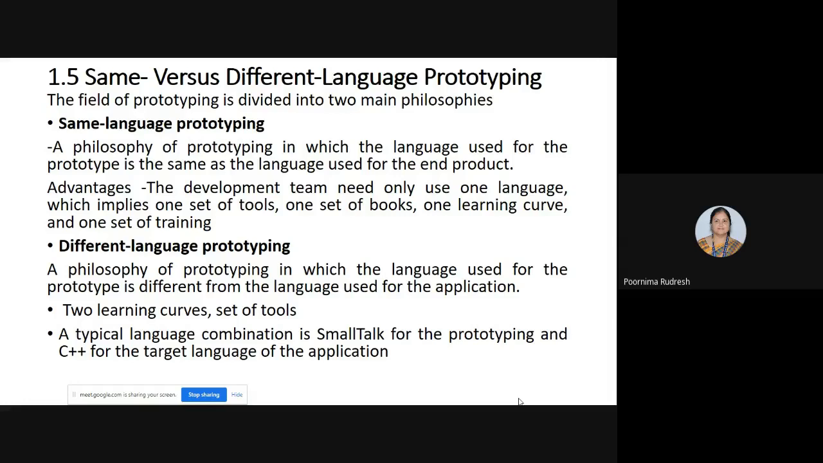And as I said, the major disadvantage of same language prototyping is what? The developers may write garbage code that may lead to a lack of efficiency, robustness, and extensibility, right?